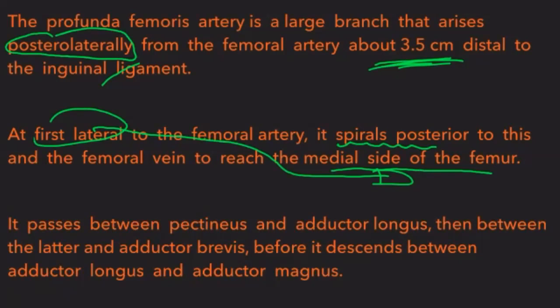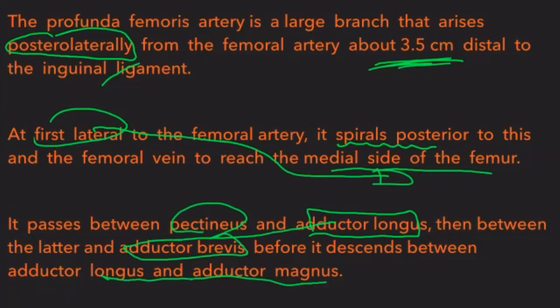And it passes between pectineus, adductor longus, and between the latter, that means adductor longus and adductor brevis, before it descends between adductor longus and adductor magnus. If you remember your dissection, we have said that many number of times, we have seen how the profunda femoris lies behind the adductor longus, right? That is how we have to identify adductor longus and all. Okay, we will see that theoretically here.